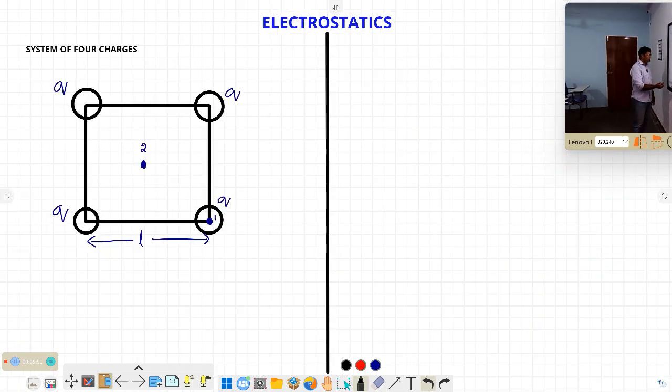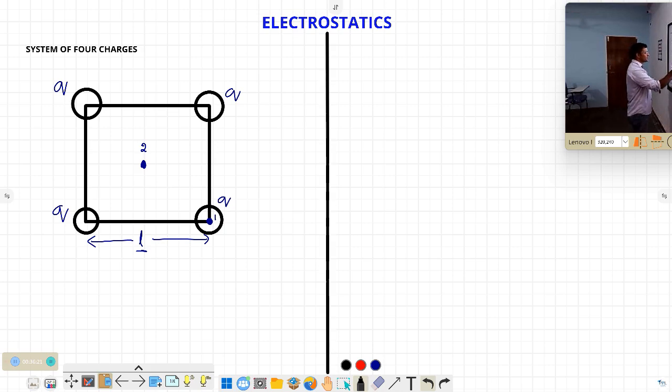charges. Now we will discuss a system of four charges. A system of four charges means we have four charges, distributed maybe according to their construction. Now what is the force acting on one of the charges due to the system of charges? So here I have taken a square frame of length L, and I have taken charges on the four corners of the square of the same magnitude, that is small q. Now the question is, what is the force acting on one of the charges?